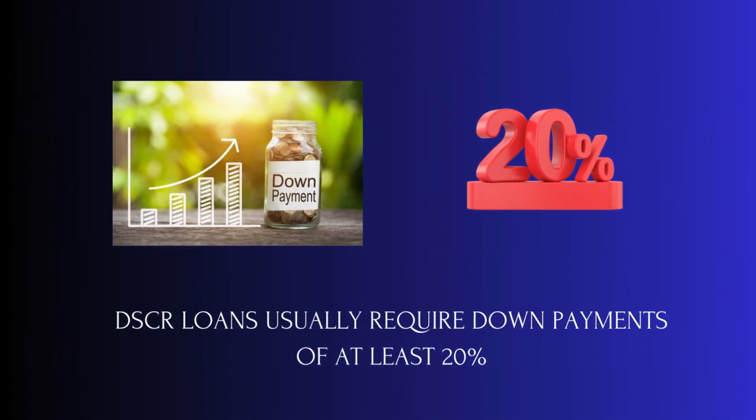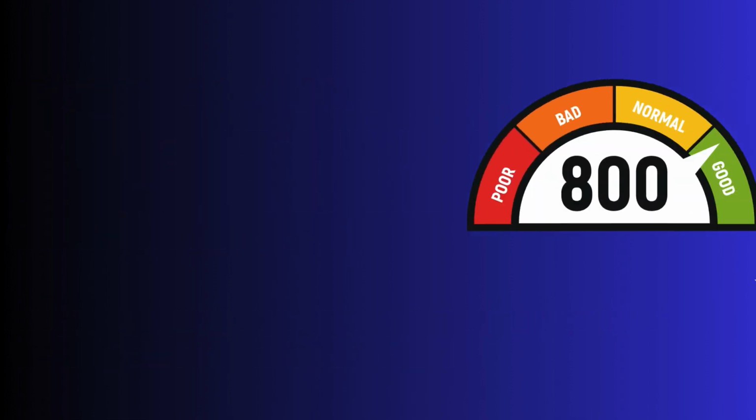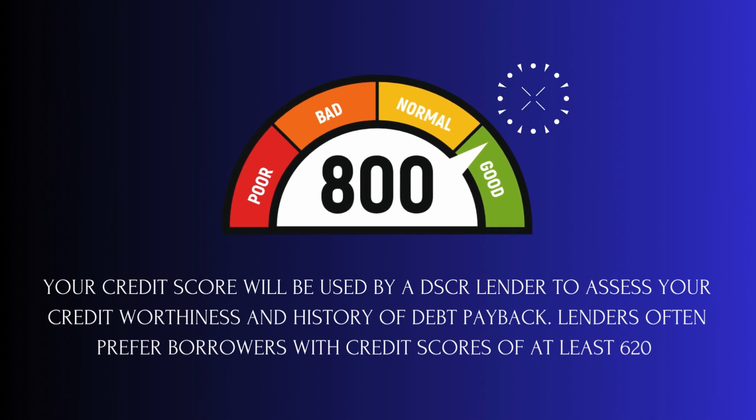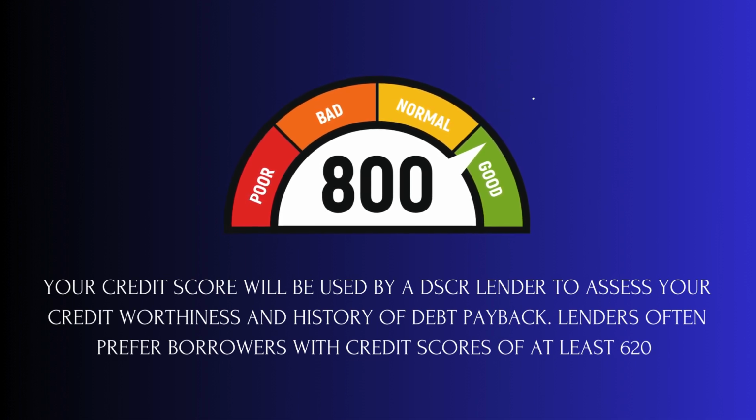DSCR loans usually require down payments of at least 20%. Your credit score will be used by a DSCR lender to assess your creditworthiness and history of debt payback. Lenders often prefer borrowers with credit scores of at least 620.